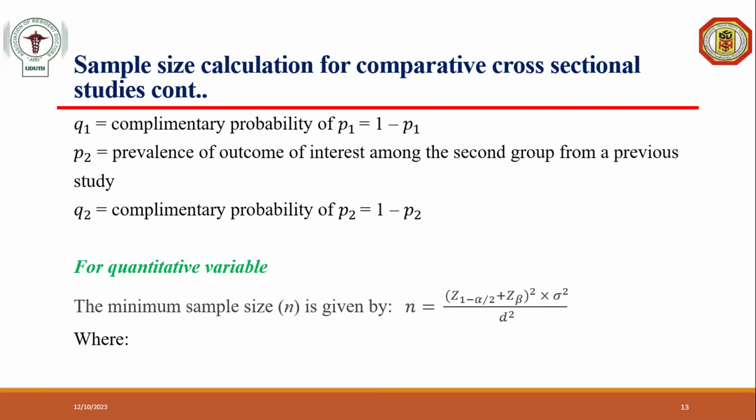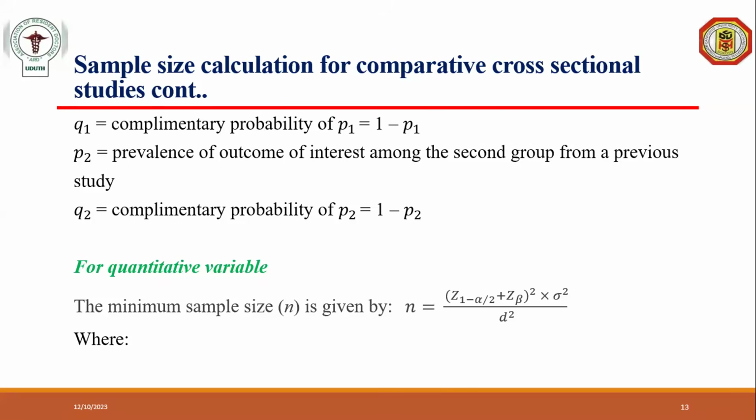So that is the formula for comparative cross-sectional study with the categorical outcome. Then what of comparative cross-sectional study with quantitative variable or with quantitative outcome? So if your outcome is quantitative and you are conducting a comparative cross-sectional study, then this is your formula.